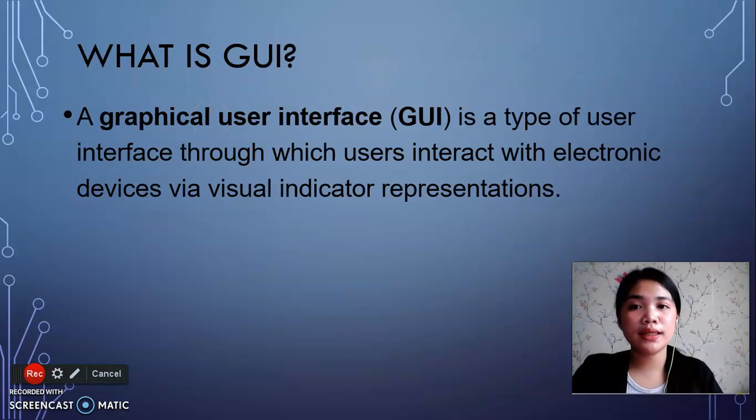The last one is, what is the GUI? A graphical user interface is a type of user interface through which users interact with electronic devices via visual indicator representations. It is the common user interface that includes graphical representations like buttons and icons. Communication can be performed by interacting with these icons rather than the usual text-based or command-based communication. A common example of the graphical user interface is the Microsoft operating system.